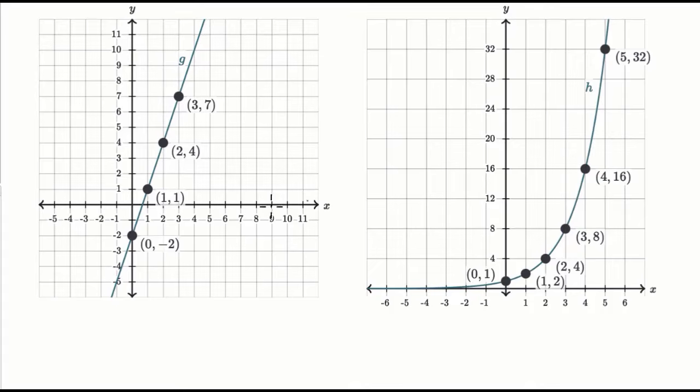So I have the graphs of two different functions here. I have the function g and I have the function h here. And you immediately see they look very different. Some of you might immediately be thinking, hey, this one looks linear. This looks like a straight line. This one looks, well, definitely nonlinear. Maybe you already know this is exponential.